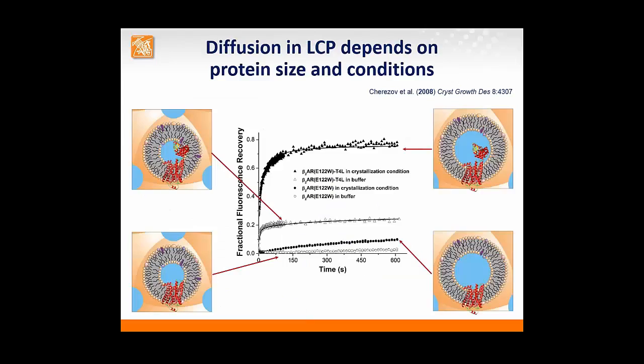When we first started to use LCP FRAP to look at the diffusion of different size proteins in different conditions, we found that indeed diffusion strongly depends on both size of the protein and condition, and very often in quite unpredictable ways. We found that, for example, many GPCRs do not diffuse in many conditions at all.